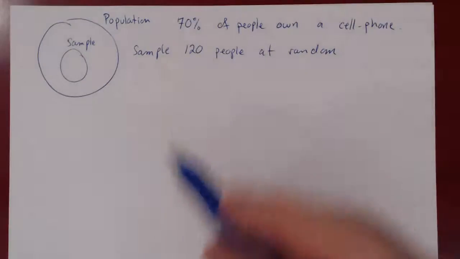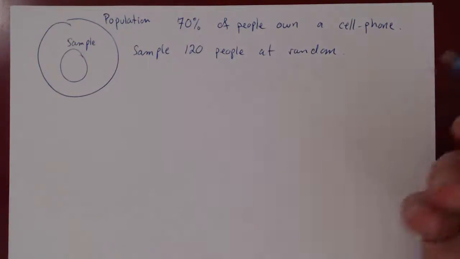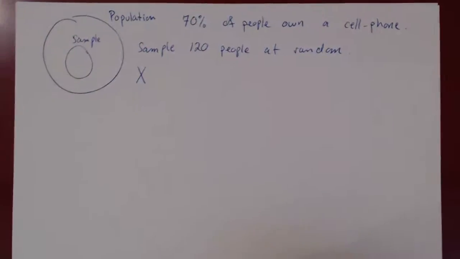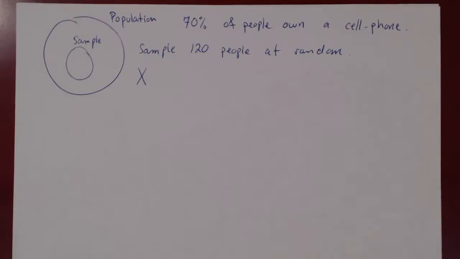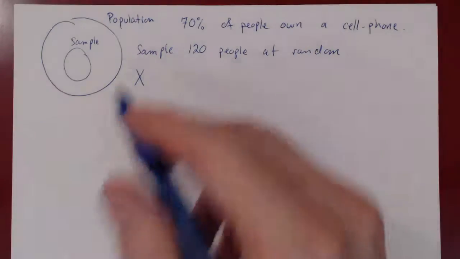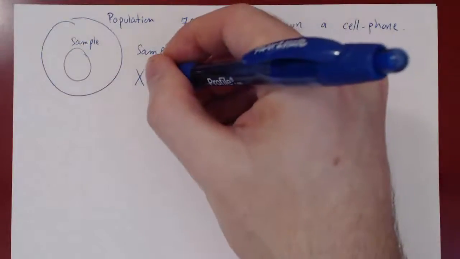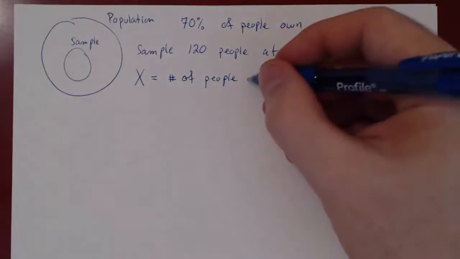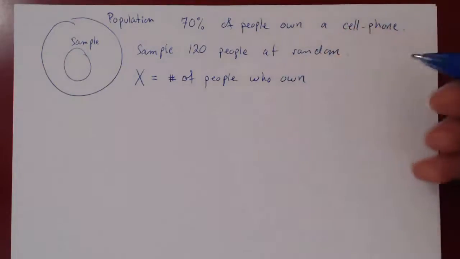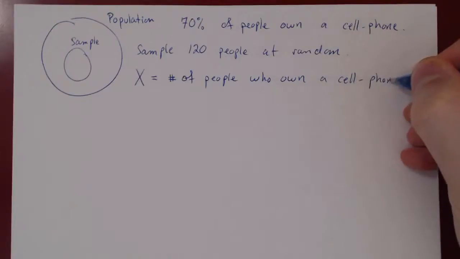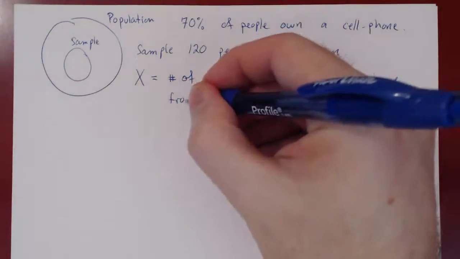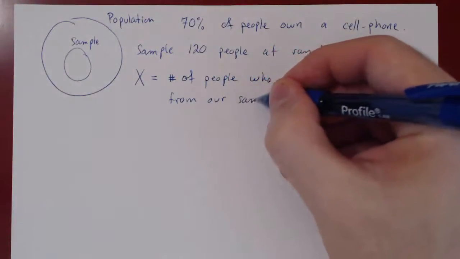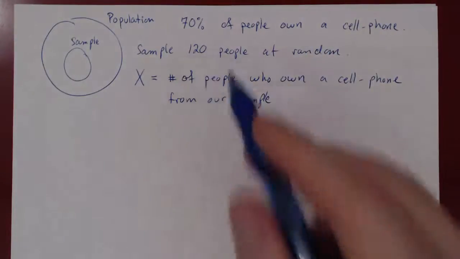And what if we ask, out of this sample, what is the total number of people that own a cell phone? So we'll let x, and again, this is a random variable, because if you take a random sample of 120 people, and I do the same thing independently of you, most likely we'll have, from both samples, different numbers of people that own a cell phone. So x is a random variable. That value will depend on your actual sample. So suppose we let x be the number of people that own a cell phone from our sample of 120 people.